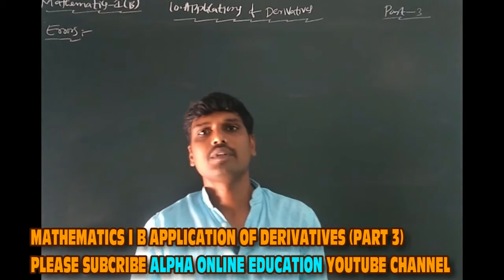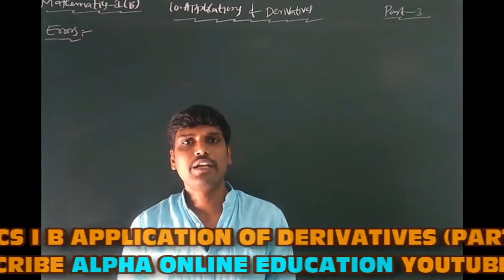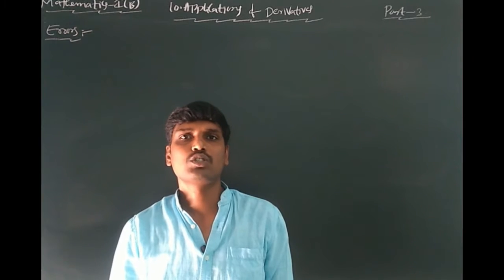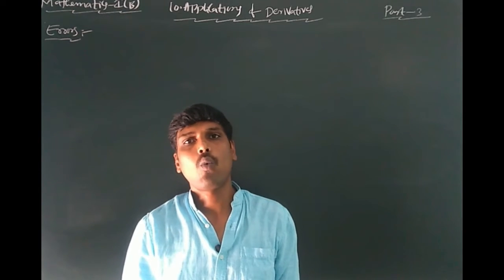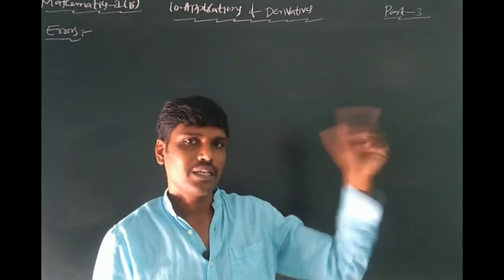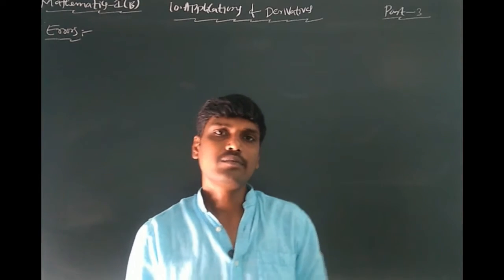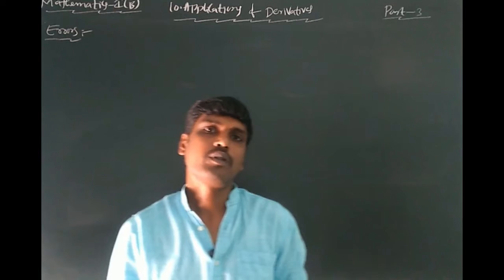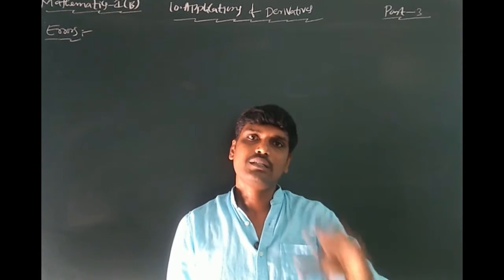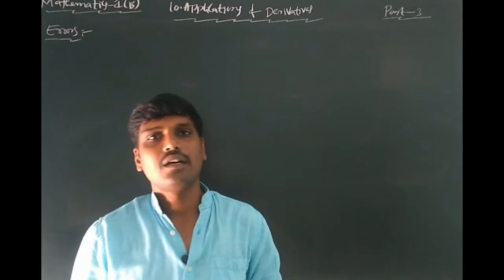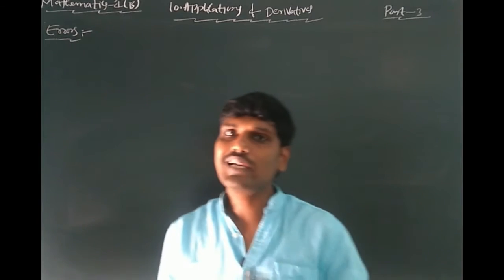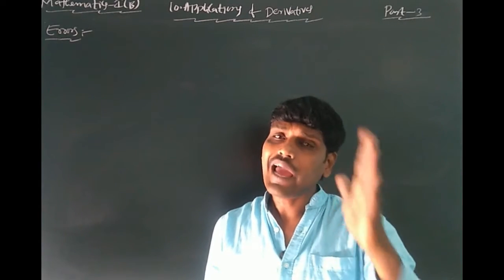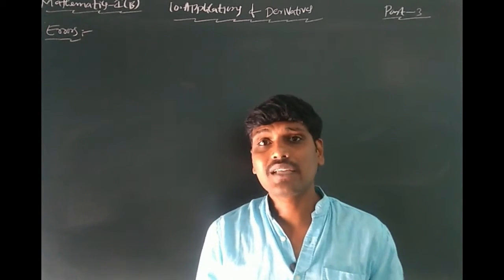10th chapter, Applications of Derivatives. This chapter belongs to Mathematics 1B, Part 3. Last part completed: approximate value, 2 marks. Model problems completed, and the definition and formula are also completed. Today we discuss errors. Here errors are three types.